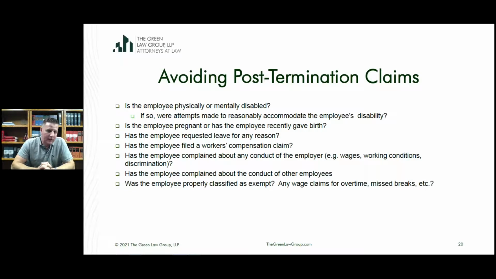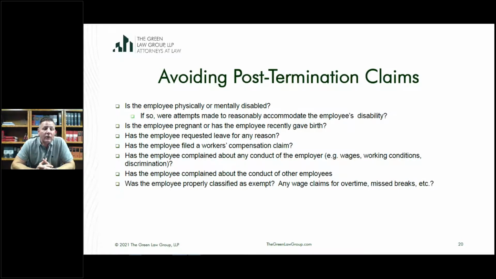Whenever I get a call from a client asking about, I have an employee, I want to terminate them, these are some of the questions that I go through and ask them to help analyze whether or not the termination is going to be lawful. There's other questions that will come up as well, but these are just some of the big picture items that you might want to think about when you're terminating your employee.